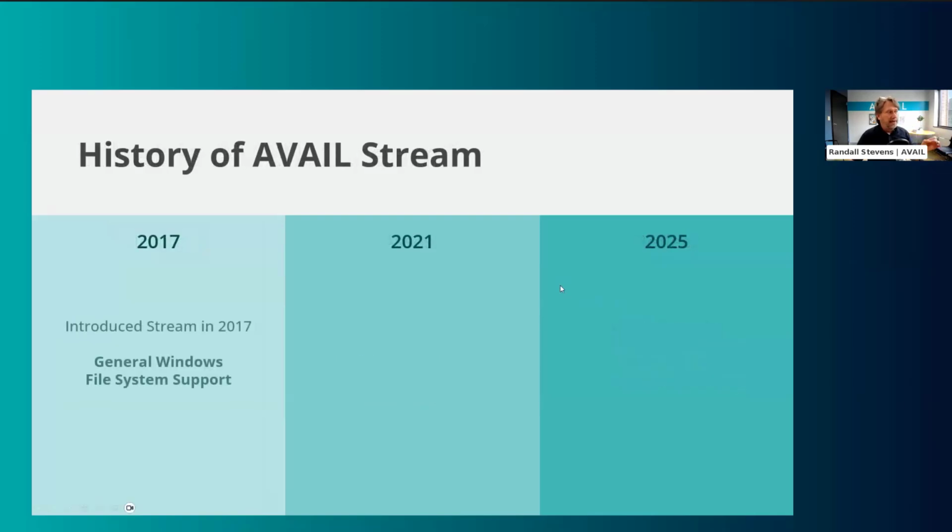So as I said, a version of Stream got introduced in 2017, soon after we launched AVAIL as a product. And that still exists. A lot of our customers are using that. It's designed to sit on a Windows file system, and watch for traffic and activity on that file system and reflect that back.